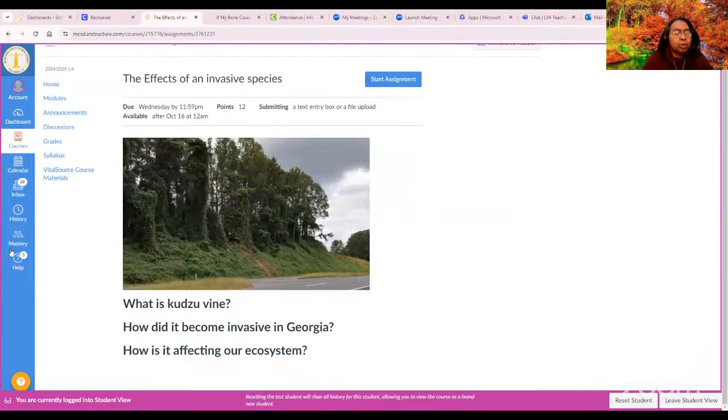All right, so talk about what is it? Why did they bring it to the United States, and how did it become so invasive in Georgia? And what are the effects? In order to talk about how it becomes invasive, you've got to talk about how it grows. Like I said, don't give it a once over, give it a thoughtful AP environmental thought. And again, if you finish that early today, make sure that your other assignment is also turned in.